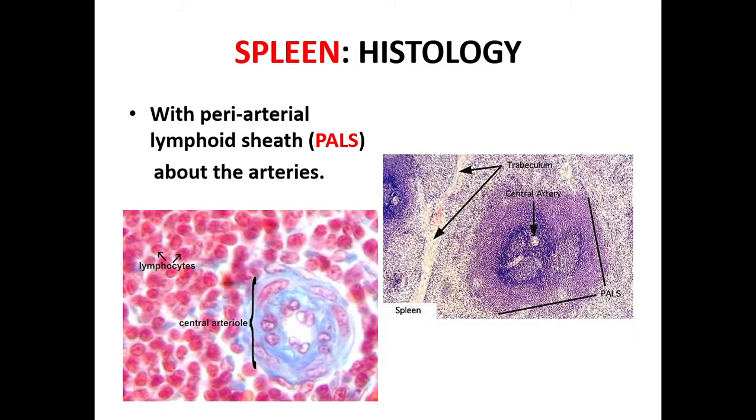The white pulp contains the PALS. PALS is the periarterial lymphoid sheath about the arteries. So the arteries in the spleen are surrounded by a lymphoid sheath we call the PALS, periarterial lymphoid sheath.